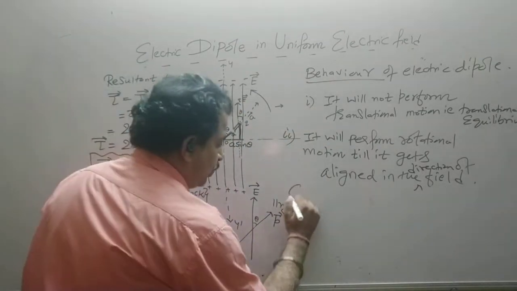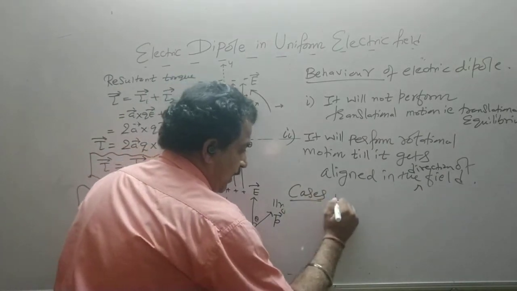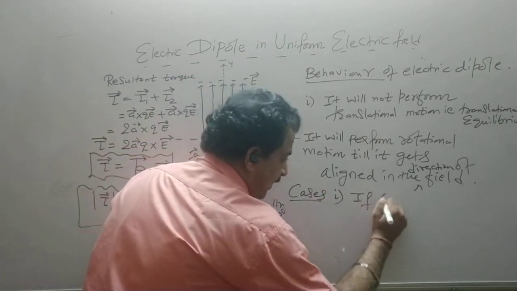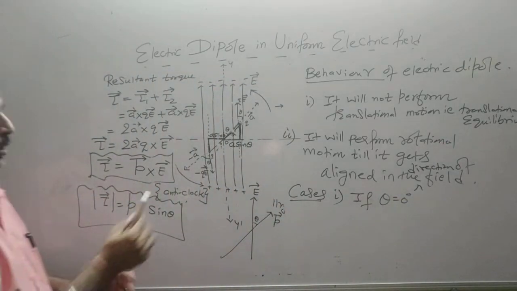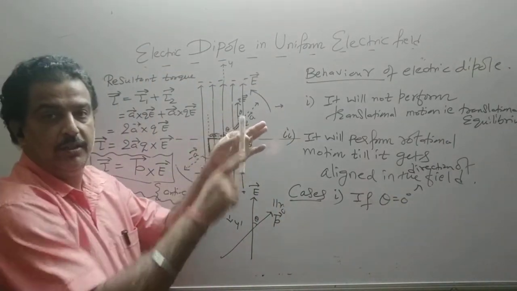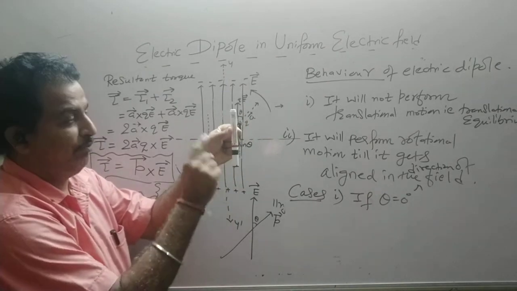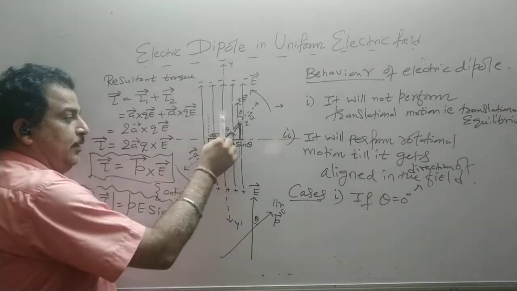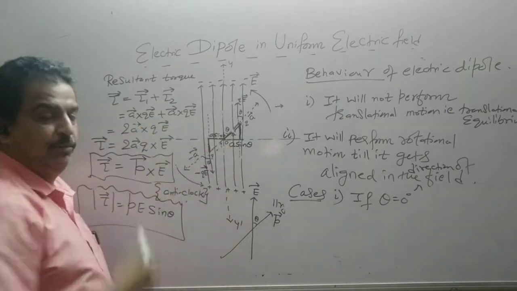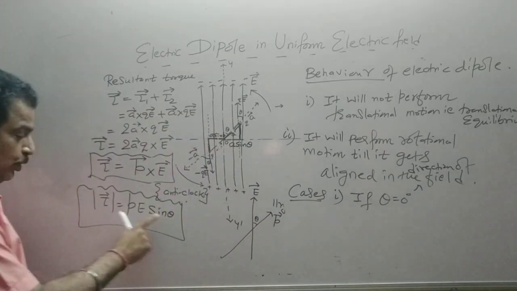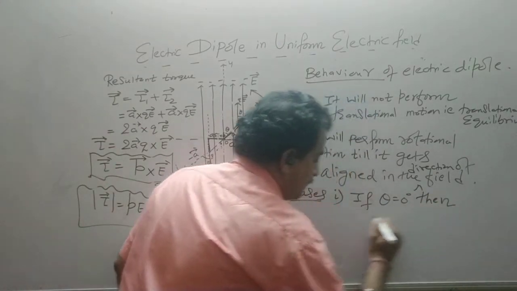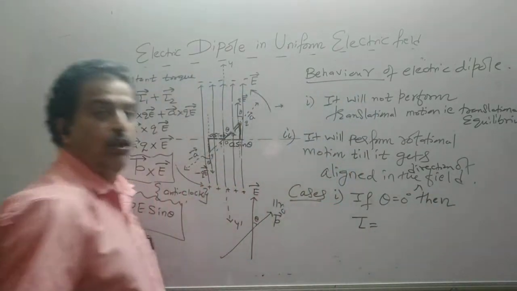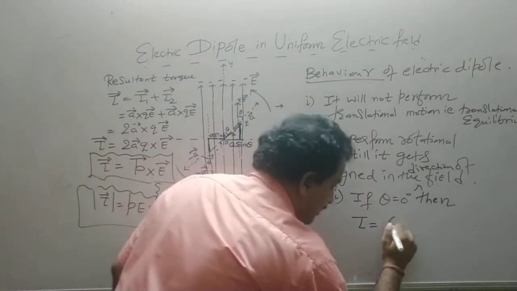Now let us come to the cases. Case 1: if theta is 0 degrees. Suppose I keep a dipole, this is my plus charge and this is my negative charge of the dipole. I place it here, so theta becomes 0. Sin 0 is 0. So if theta is 0, then the magnitude of torque, tau, is 0.